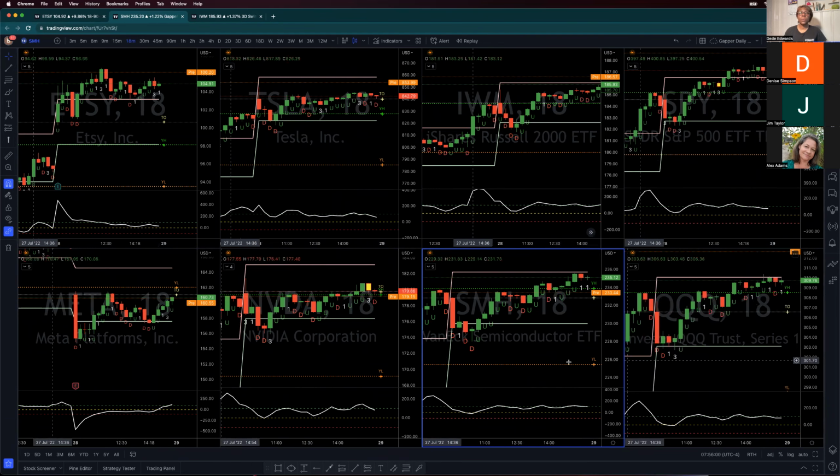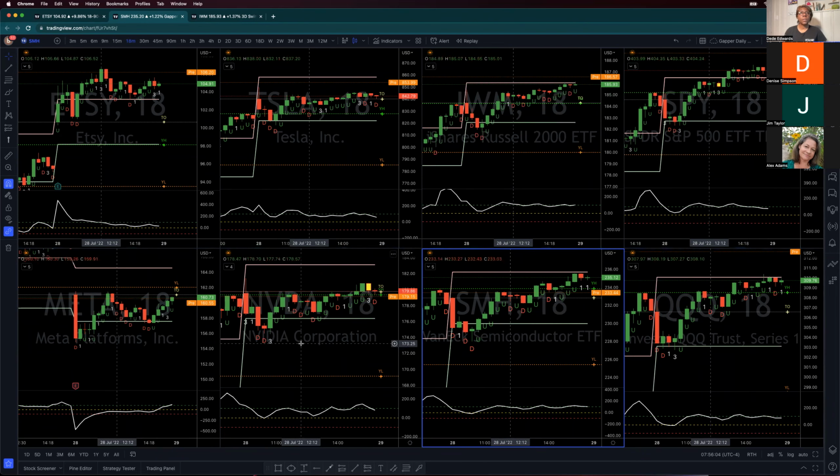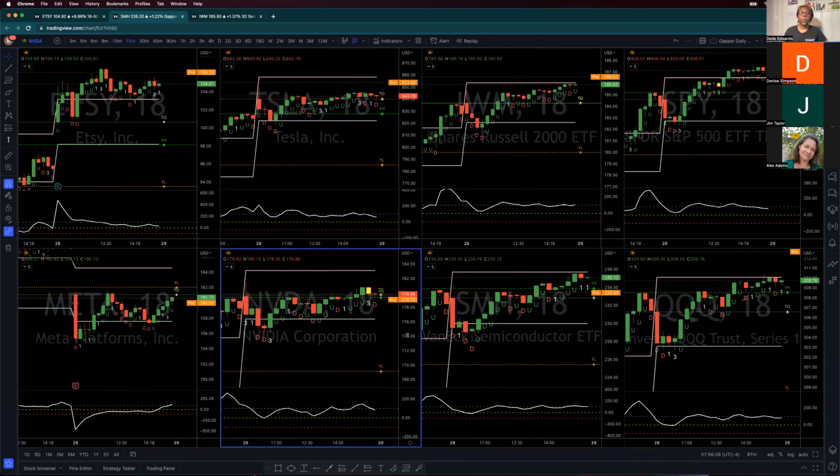SPY, it actually traded above it. Qs traded right to it. SMH traded to it. IWM traded to it. NVIDIA, Tesla, not so much. So you have to be aware of that. Just because the broader market, not everything is going to trade with the broader market, not everything is going to trade against it either. And so here's what you have to be aware of.